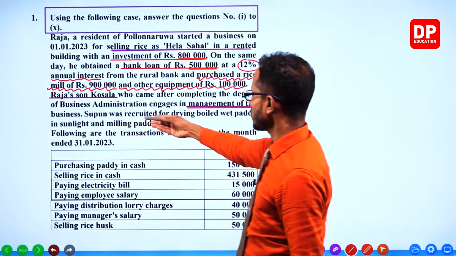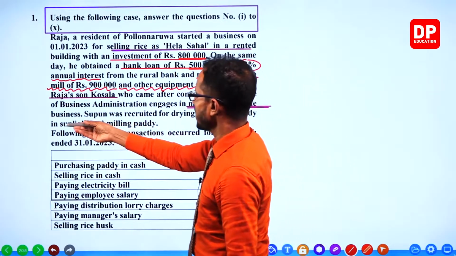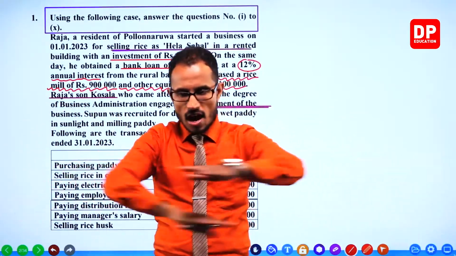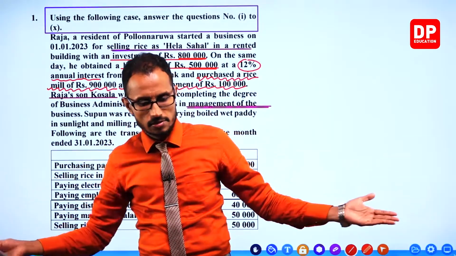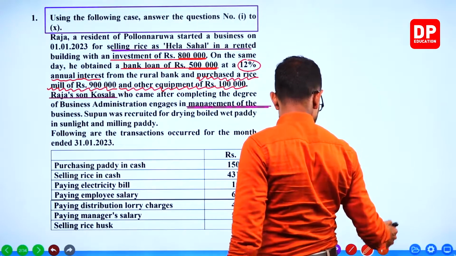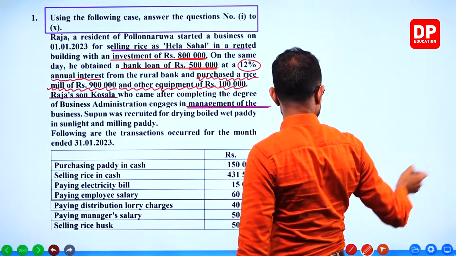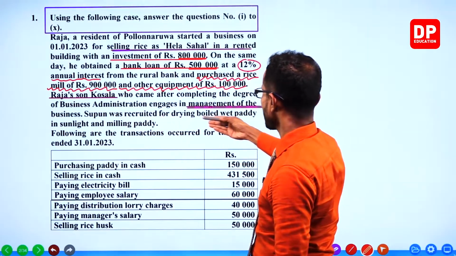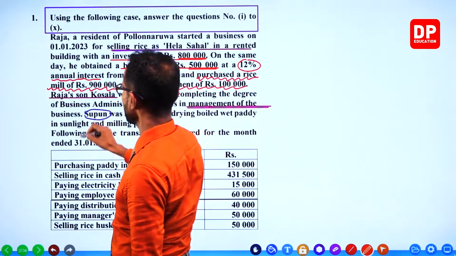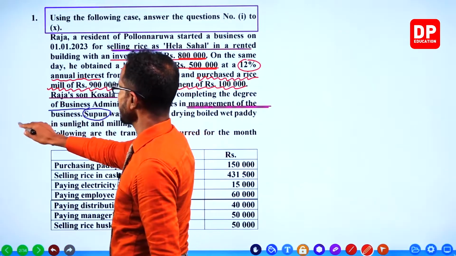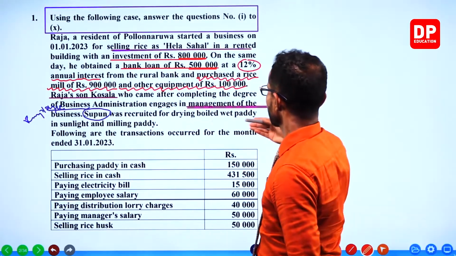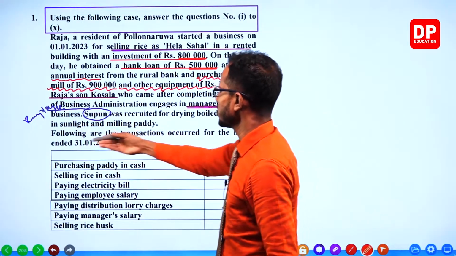Supun was recruited for drying boiled wet paddy, drying wet paddy under the sun. That is done by Supun. Supun is an employee. So Supun is the employee of this business. There we go, we have so many important points here. Employee, the sunlight, and milling paddy.